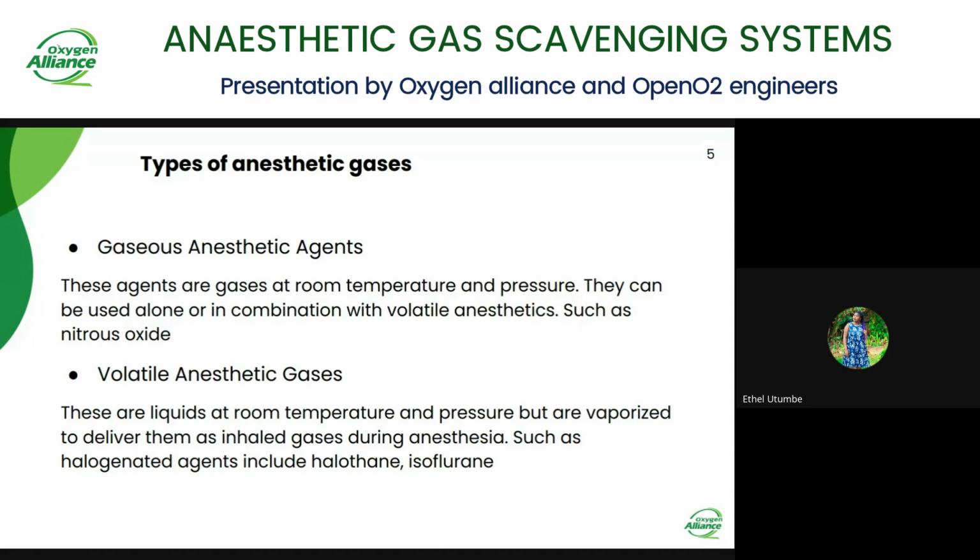So we need to know the types of anesthetic gases. There are two types of anesthetic gases. We have gaseous anesthetic agents. These are gases at room temperature, and they can be used alone or in combination with the volatile anesthetics, nitrous oxide. And we also have volatile anesthetic gases.